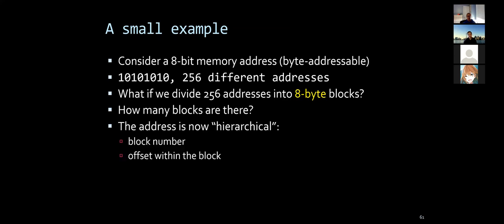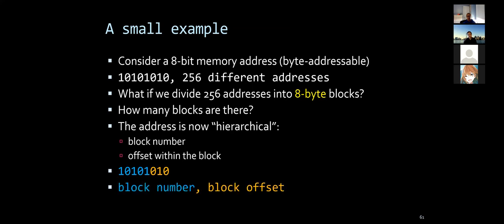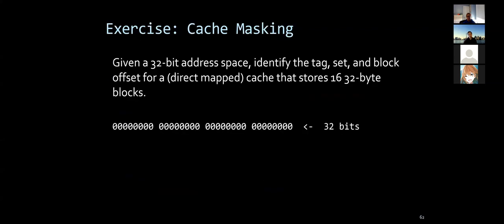Well, you can essentially think of it as being hierarchical. There's a block number and an offset within the block, right? So this is your block number of your memory, the total memory, and this is the block offset. So you can use different masks to extract the block and the offset. For caches, we want to mask out the top bits and keep the bottom bits, because the bottom bits tell us which block in the cache we want to go to.